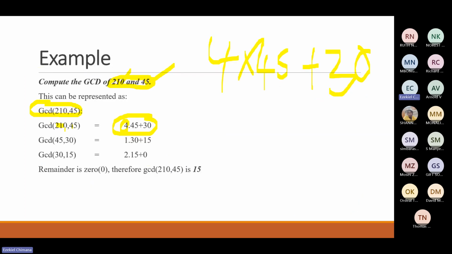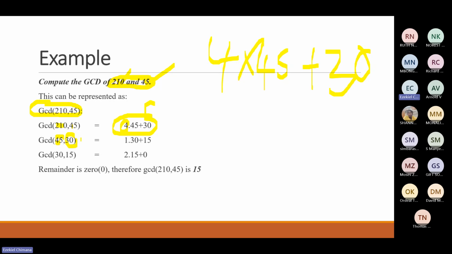So you need to replace A, which is 210, by B, which means our new A becomes 45. And then replace this B, which was 45, by R, which is the remainder, 30. So you need to put 30 here, and we end up having 45 and 30. Now you need to find the GCD of 45 and 30.